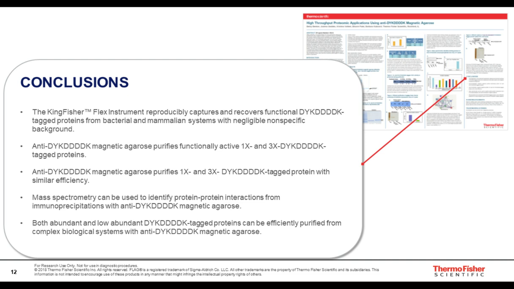Where can I find KingFisher protocols for the anti-flag magnetic agarose? Our KingFisher protocols for the beads can be found on the product page online at thermofisher.com. Specifically, if you're looking at the product page for the anti-flag magnetic agarose, you would go to the bottom of that page under product literature where the links are listed.